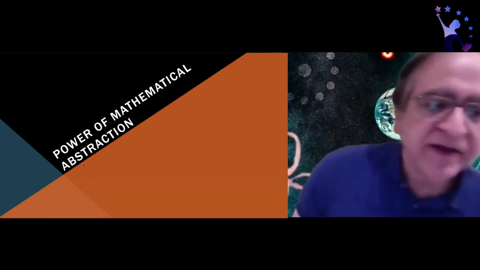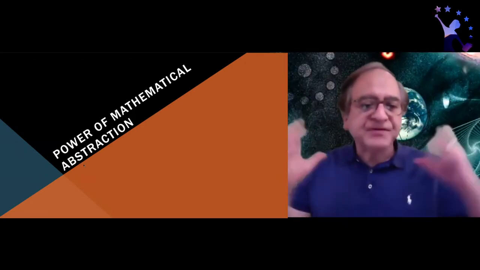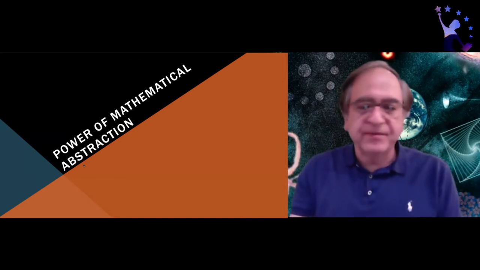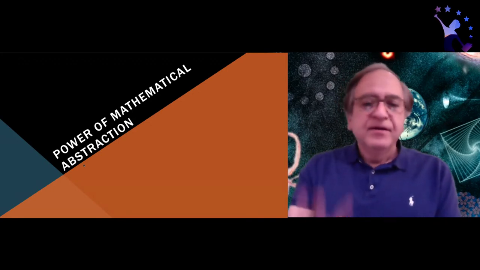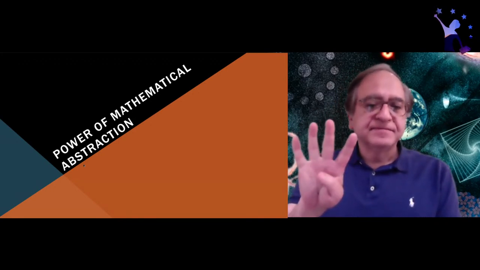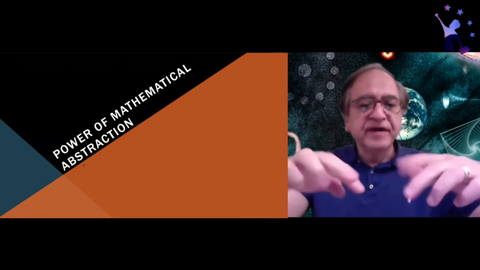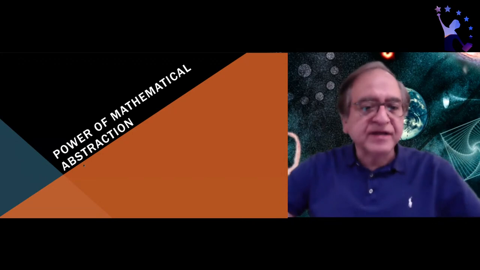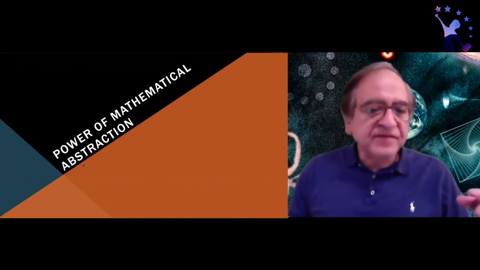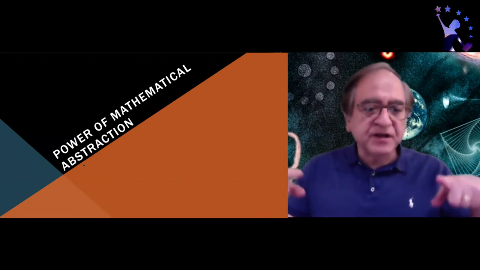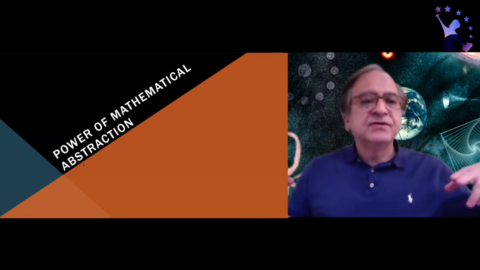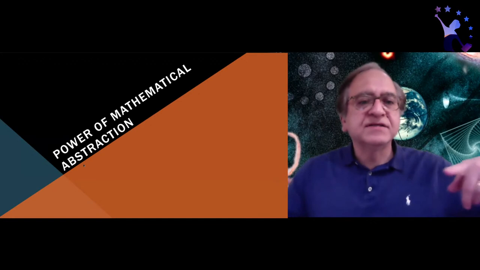Now I want to give you an example of the power of abstraction. Not everything is simple in mathematics; sometimes you have to abstract it somehow. So here I want to give you a puzzle. We have four ants moving on a plane. The ants are moving in different directions and at different speeds, but each one is at a constant speed. So they don't speed up or slow down. The ants are going at a constant velocity.